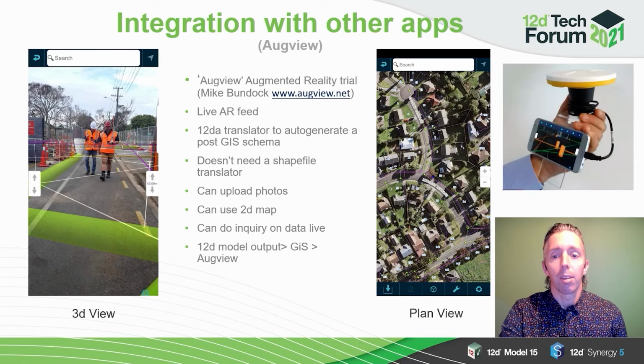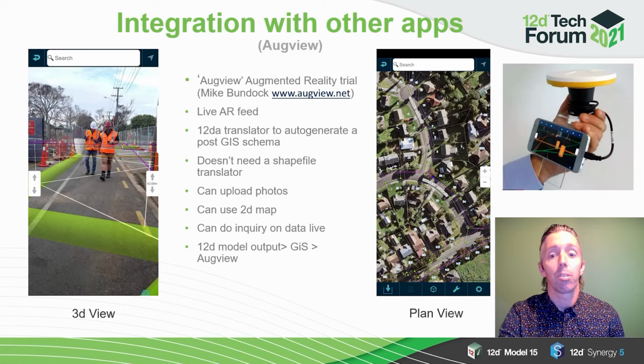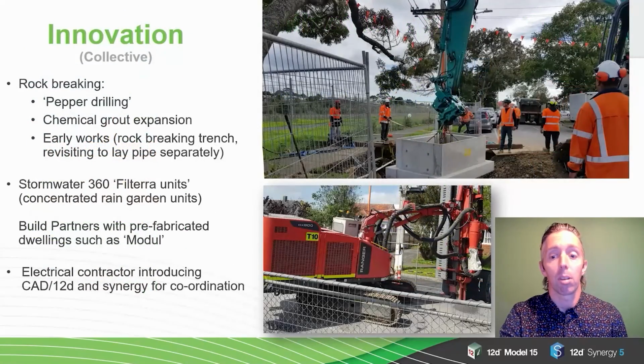Since trialing it, they've fine-tuned some of the data processes, and they have a 12DA translator to auto-generate a PostGIS schema and populate it with whatever is in the 12D file. This is now being used on multiple OrgView projects in Australia. Also, by publishing the data as WMS and WFS services, 12DA users can view and interrogate the data as it is uploaded.